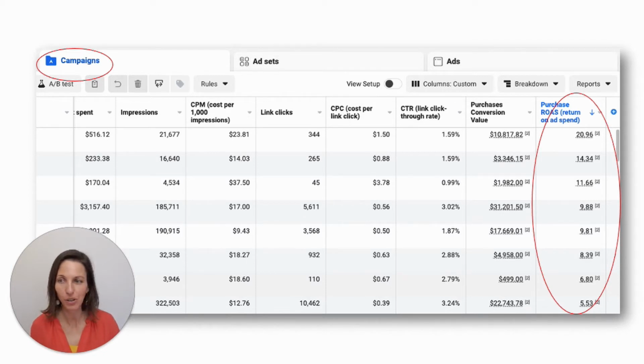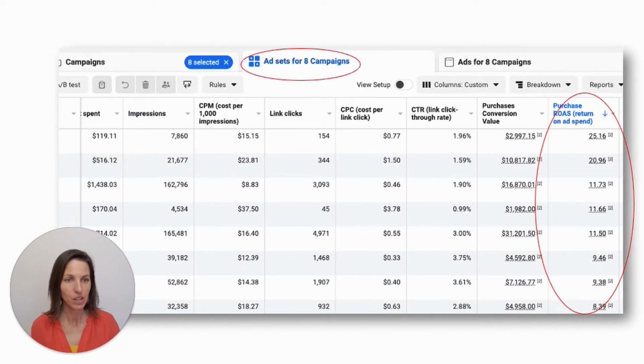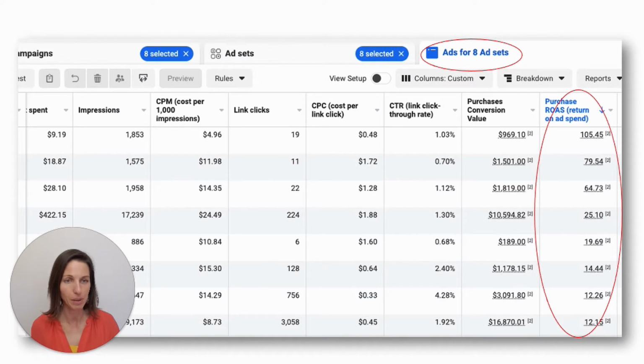So I just want to show you through here. These are real results that our students have generated. So 25, 20, all the way, the lowest is 8 times return on ad spend. The lowest here is 12 and the highest is 105. So with that said, let's get underway.